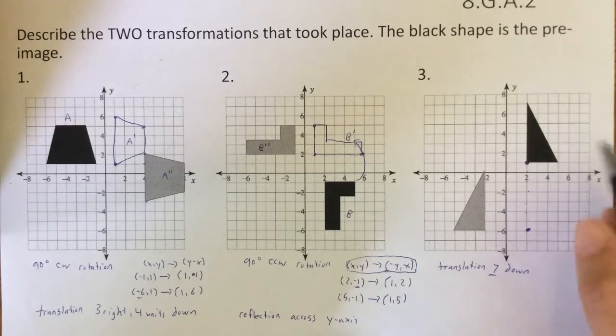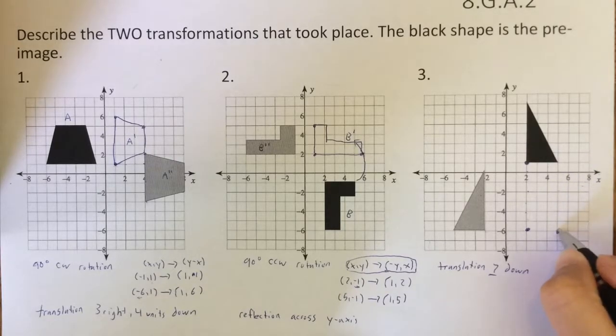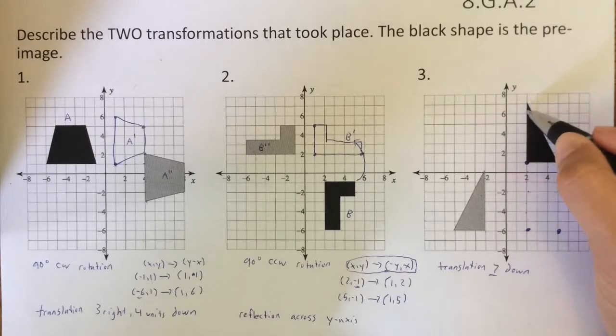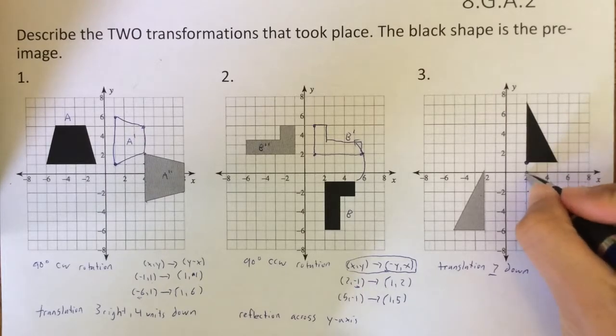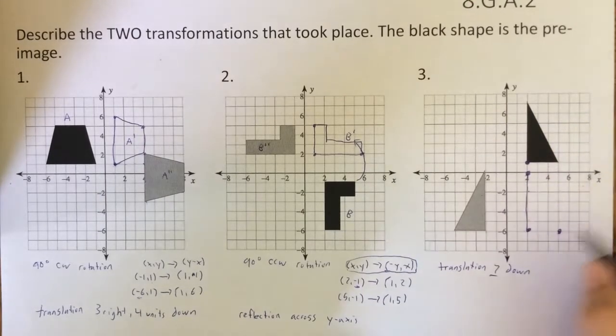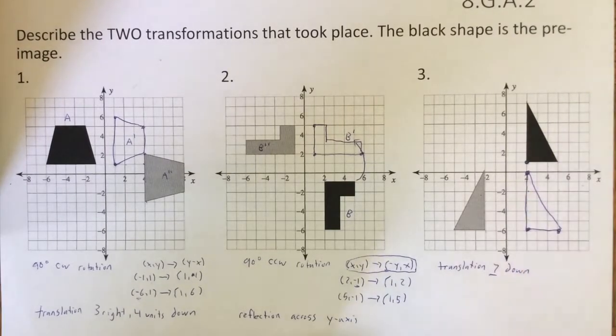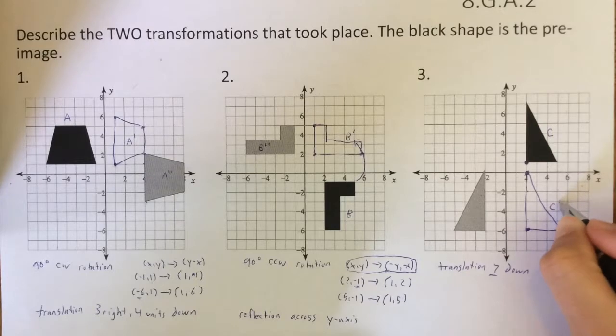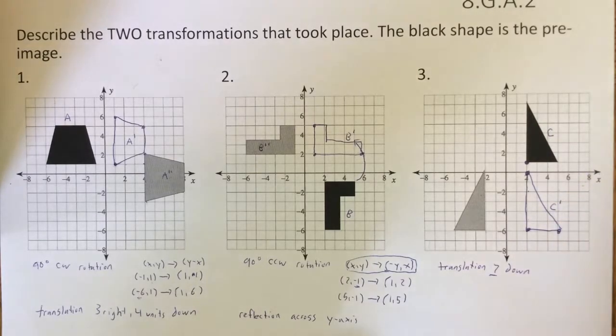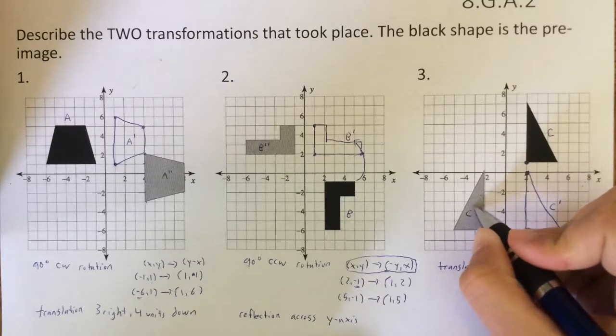So if I do this translation for all my points, this one has to go down 7, 1, 2, 3, 4, 5, 6, 7. And now my third point, once again, goes down 7. I will now have my new shape after my translation. So all I did was take each coordinate point and move it 7 units down. So here's my pre-image C. My middle step is going to be C prime, and then the last thing we're going to do is get to C double prime.